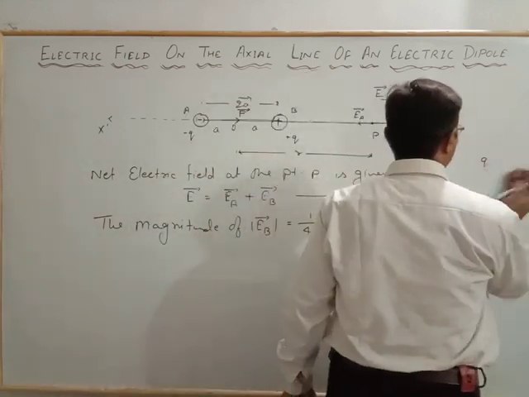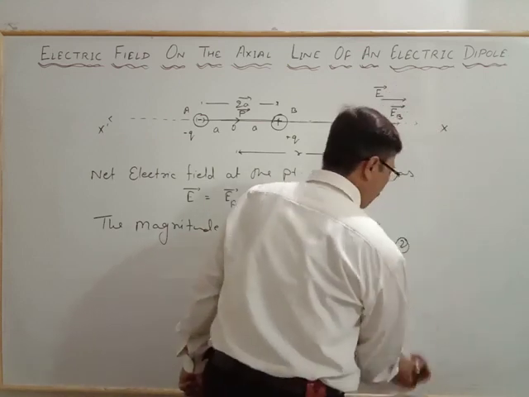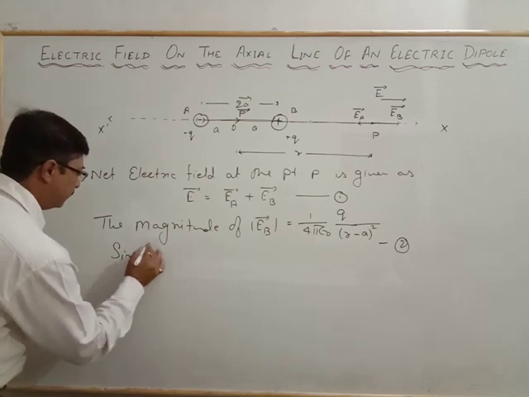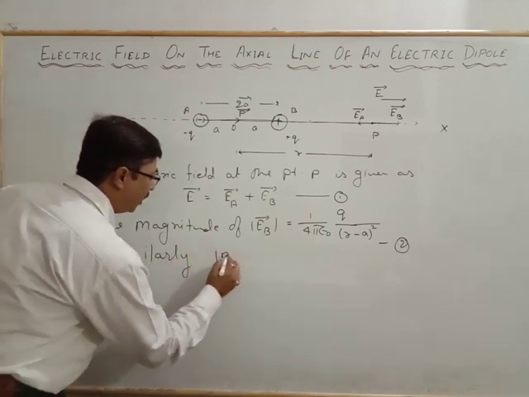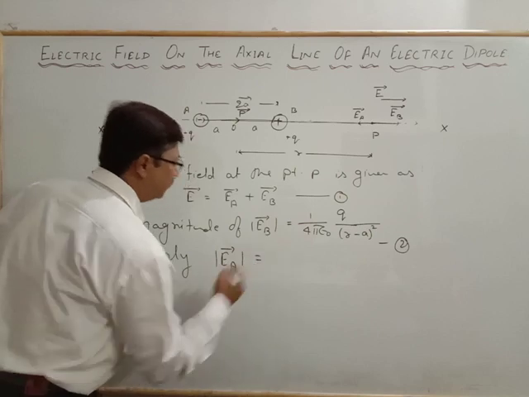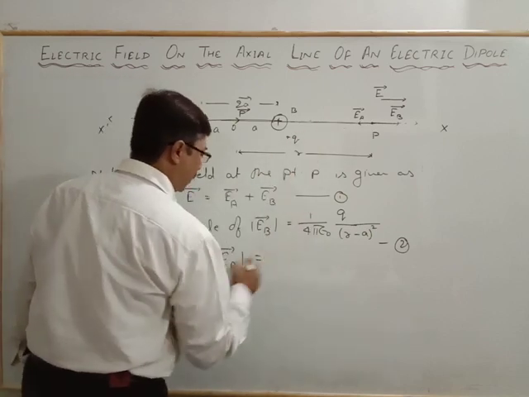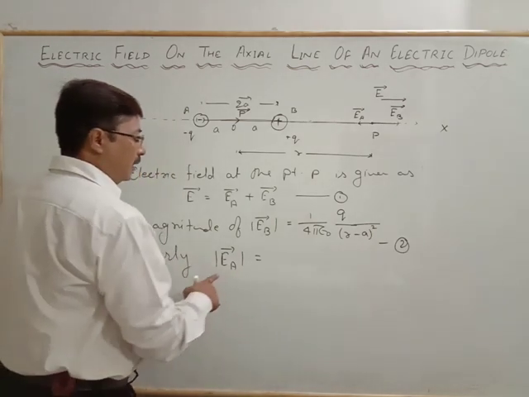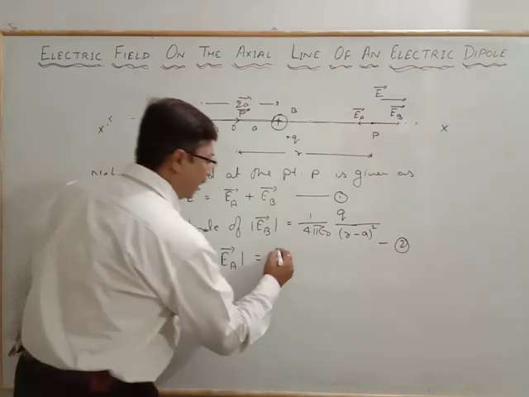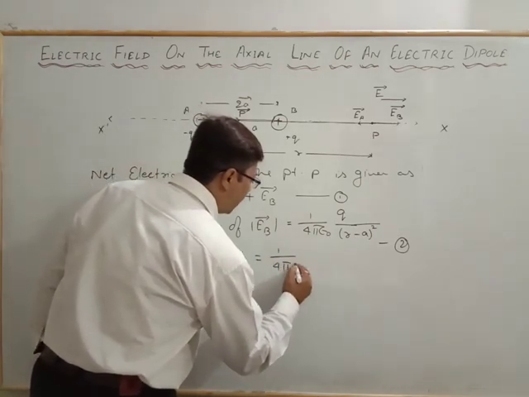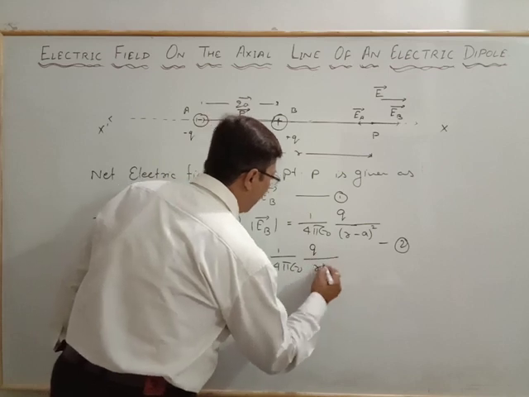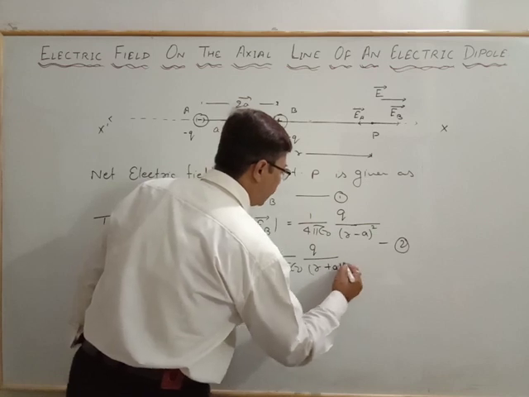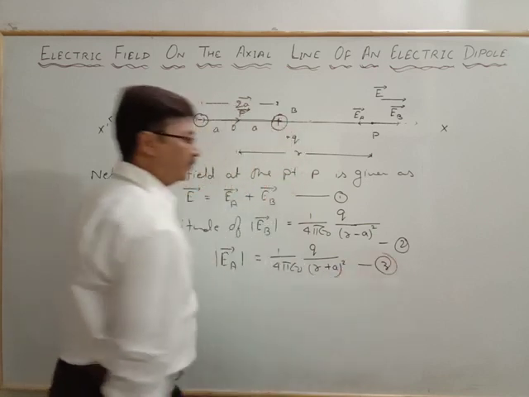Here, for the magnitude of the second, similarly, mod of the EA vector is equal to EA, here it is mod, that means the magnitude, we are simply notifying the magnitude only, and that is 1 by 4 pi epsilon naught, here it is Q by r, now the distance is (r plus a) whole square. That becomes the equation number 3.